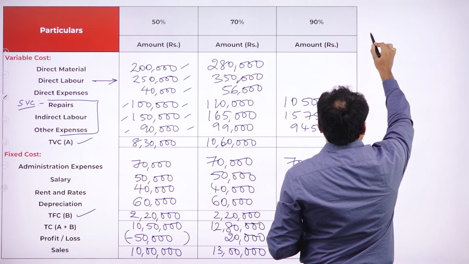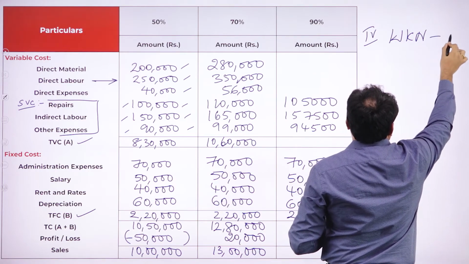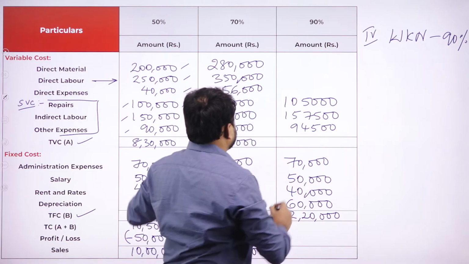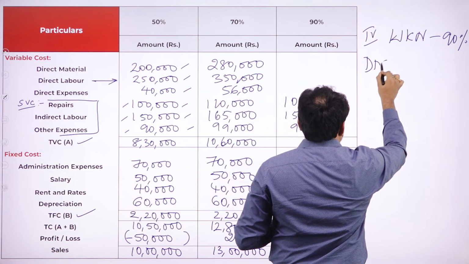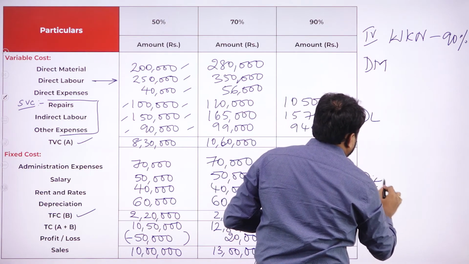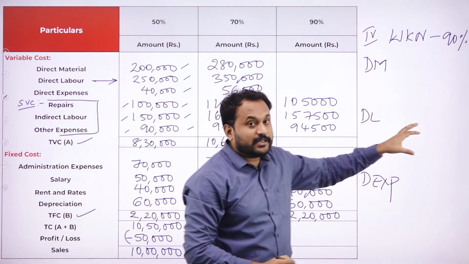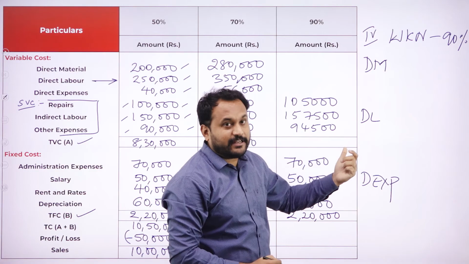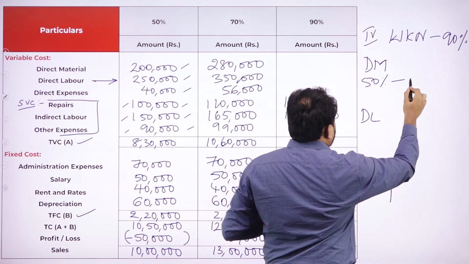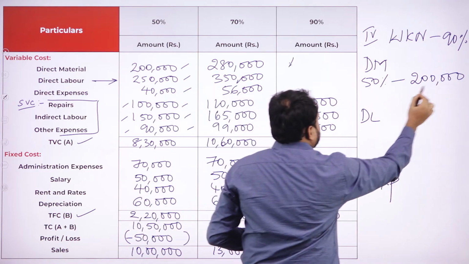The working note. This is the fourth working note. Working note for 90%. Now 90%. The first one is here direct material. Then we have direct labor and direct expenses. So these are the things: direct material, direct labor, and direct expenses. For direct material, what you should do is, for 50%, direct material is, for 50% it is 2 lakhs.